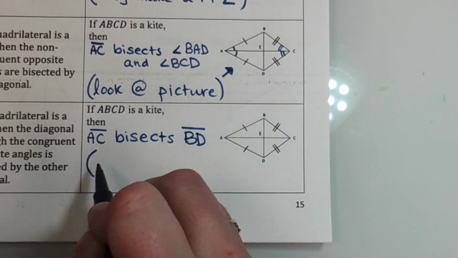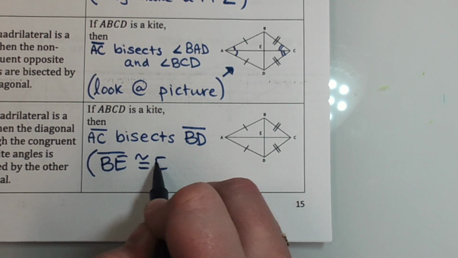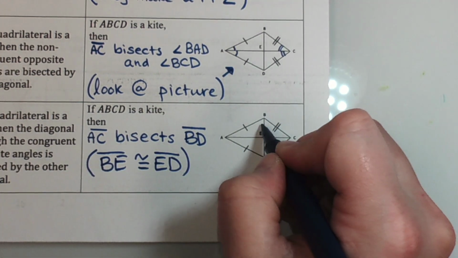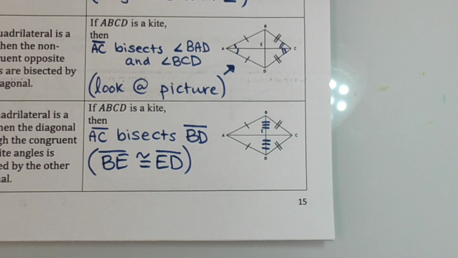What do we get out of this? BE is congruent to ED. This is congruent to this. And I have to use the triple segment mark because the single and double marks are already used by the sides of the kite.